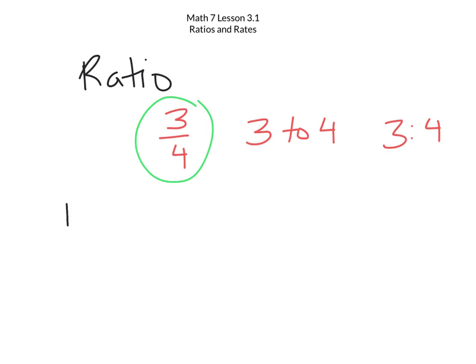All right, tell me the definition of a rate. A ratio of two quantities with different units. So this is going to be when you're doing real life word problems, measurements specifically. You can have a rate of 60 miles per 2 hours. This is a rate.